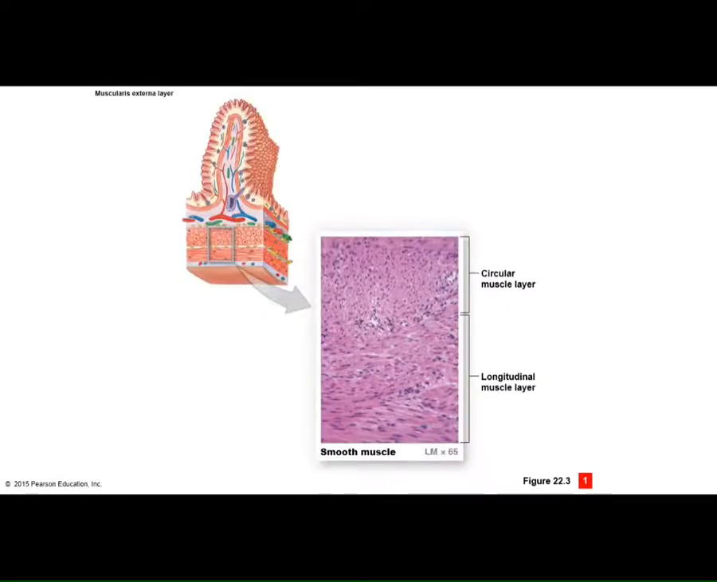If we take a look at a higher magnification of the two layers of the muscle, you would see here a distinction in the layers, and these cells are going this way. They're going left to right, longitudinal, along the length of the vessel, along the length of the tube, and then there are cells that are going in and out of the board, if you will, in and out of this picture. So these cells are going deep to superficial, and they're creating that circular layer.